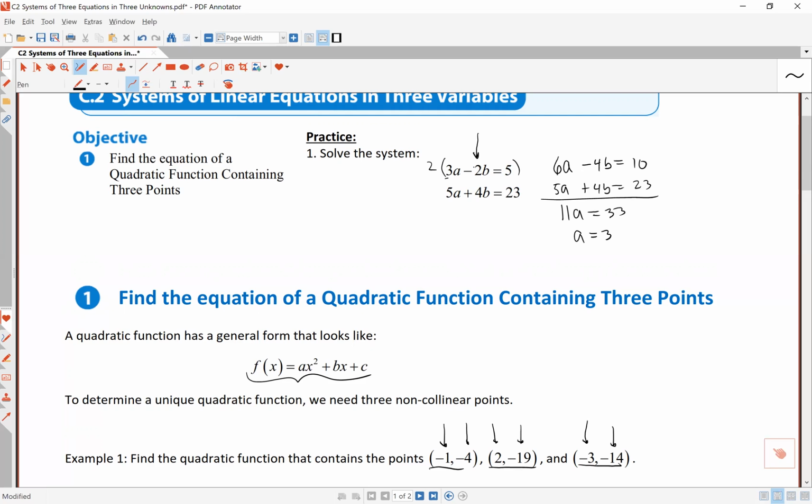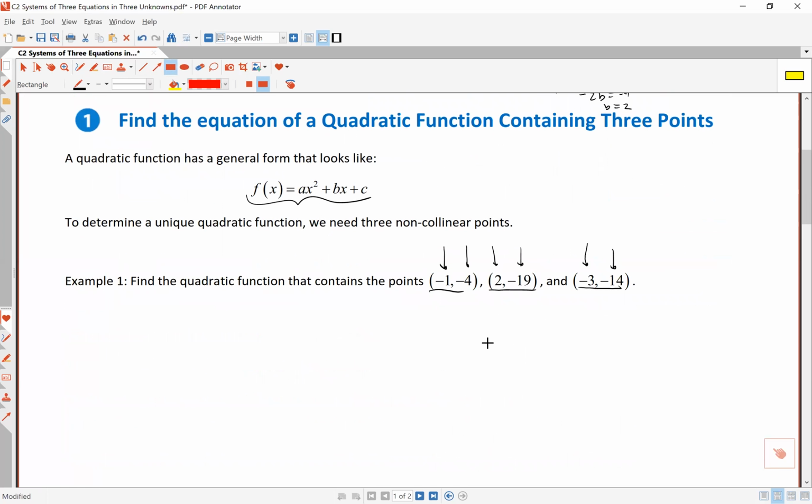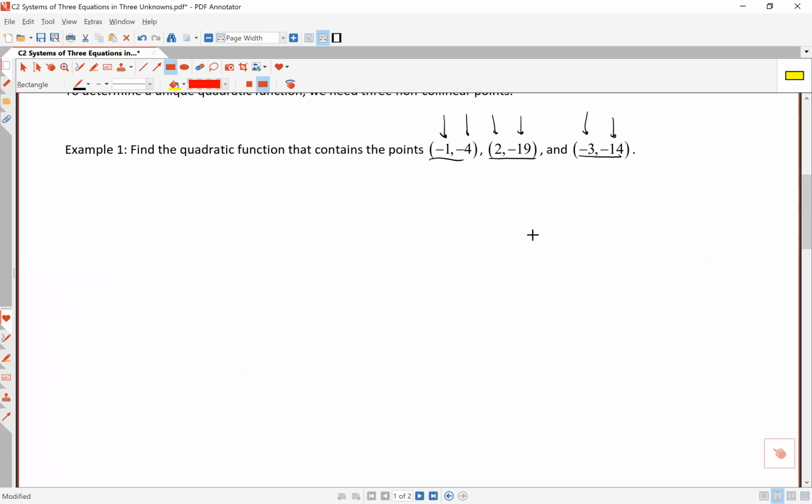Plugging that back into the first equation, 3 times a is 9, minus 2b is 5. When you subtract 9 from both sides, we have -2b is -4, or b is equal to 2. So we get a equals 3 and b equals 2. That's how you solve a 2-by-2 system. 2 equations, 2 unknowns. We're going to be setting up 3 equations in 3 unknowns, and we'll solve those ones by elimination method as well.